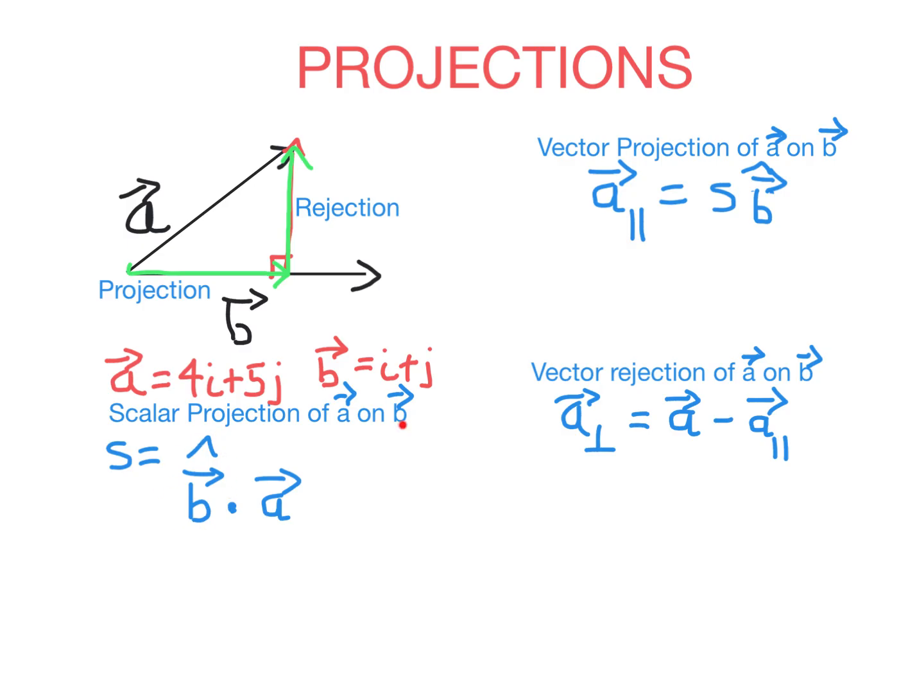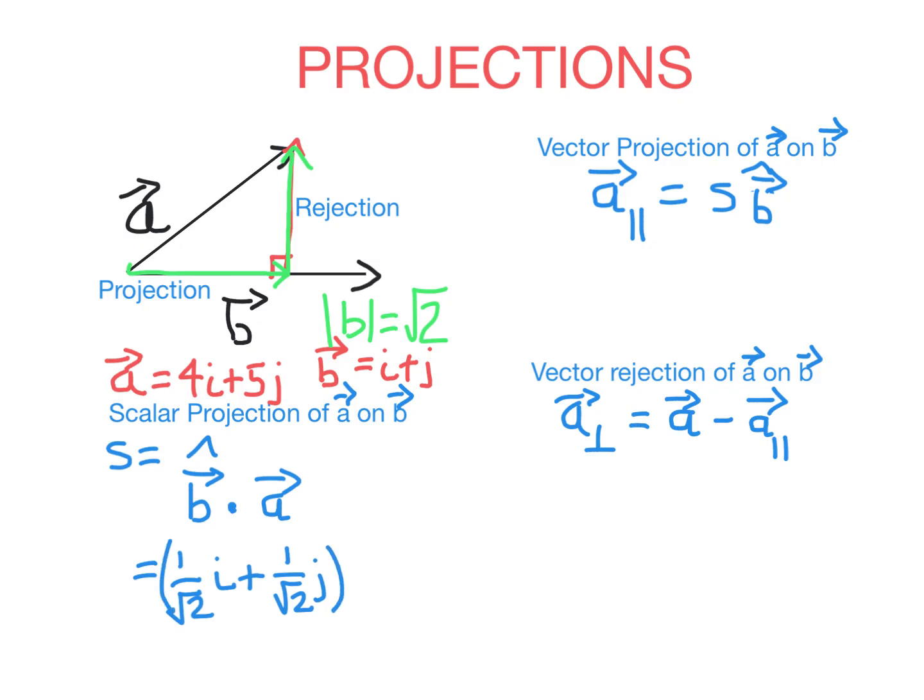So to find the unit vector in the direction of B, we first calculate the magnitude of B. You probably know how to do this by now. Square root of 1 squared plus 1 squared is just root 2. So the unit vector in the direction of B, we just take each component of B and divide by its magnitude. So the unit vector in the direction of B is 1 over root 2 i plus 1 over root 2 j.